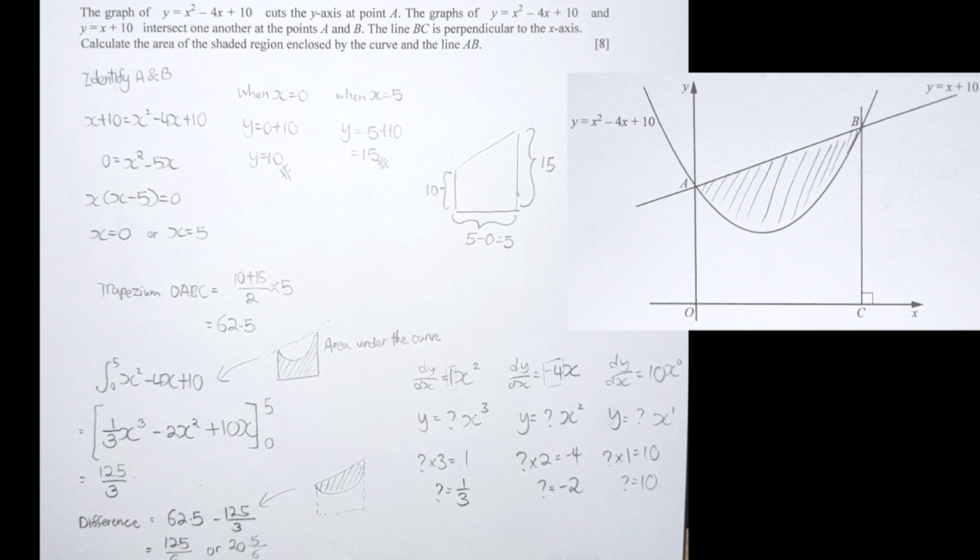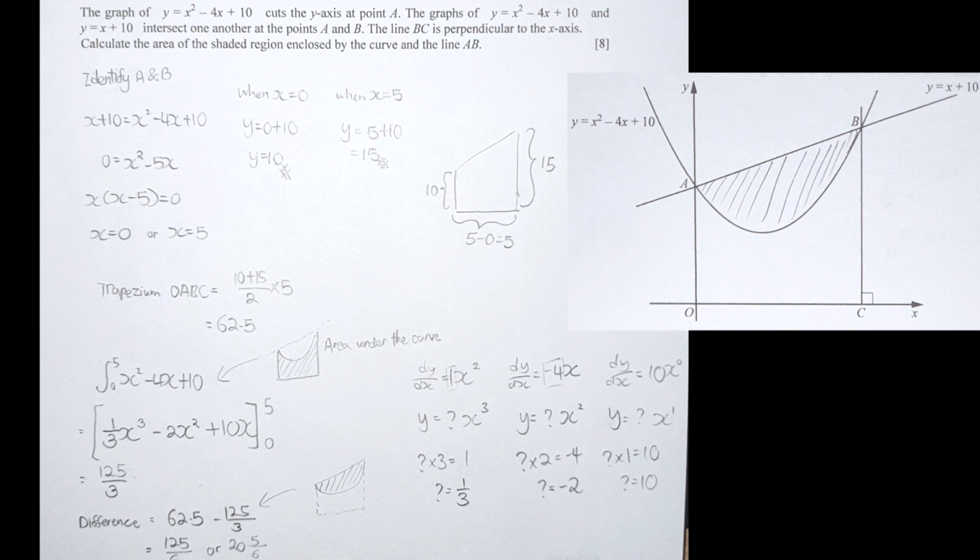And this A and B over here is where the line y equals x plus 10 intersects with y equals x squared minus 4x plus 10. So when they intersect, which means these two equations are equal to each other, by running the calculation, you will get x equals 0 and x equals 5.